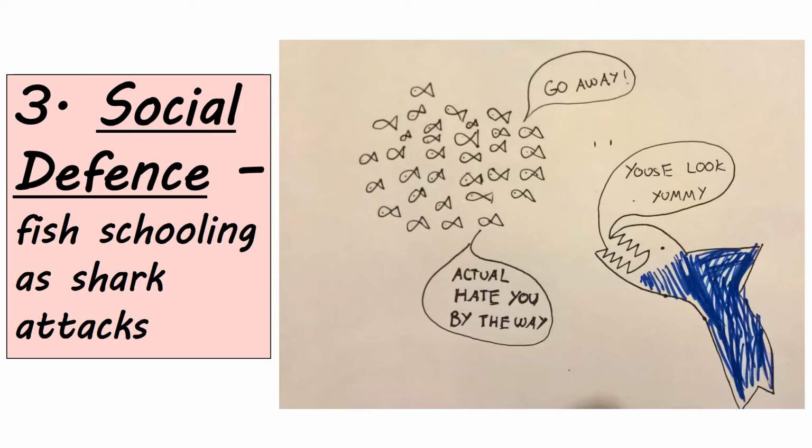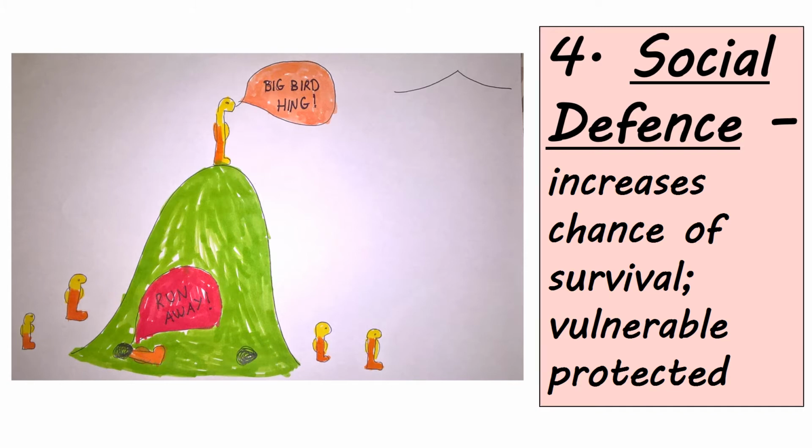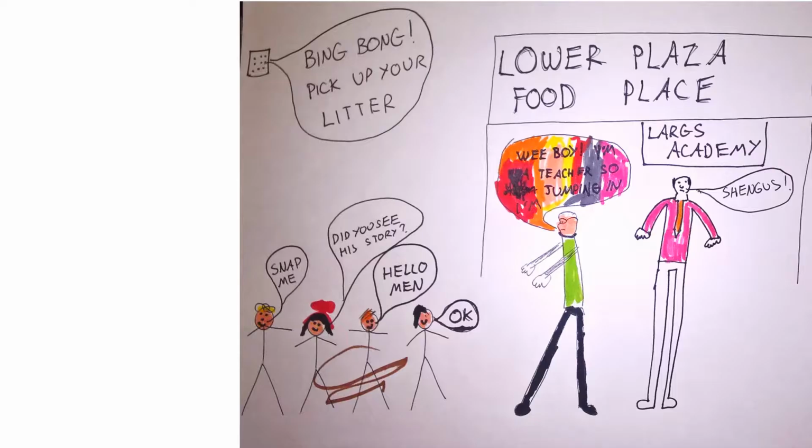This one is social defence. So this is the fishes schooling as the shark attacks. That is a shark. Number 4, this is social defence. Meerkats, I think. And the benefits are it increases the chance of survival, and the vulnerable are protected.